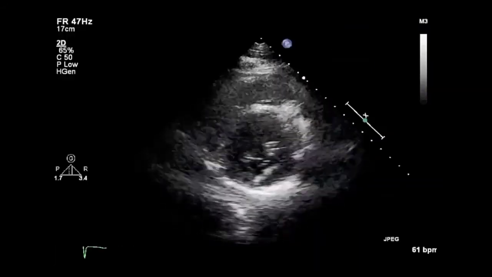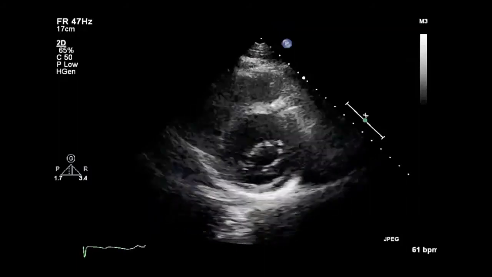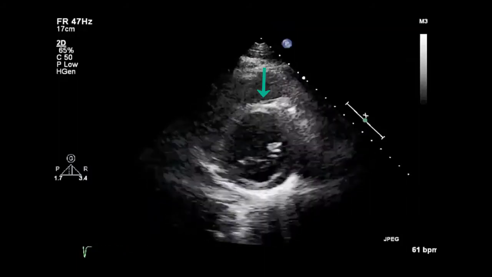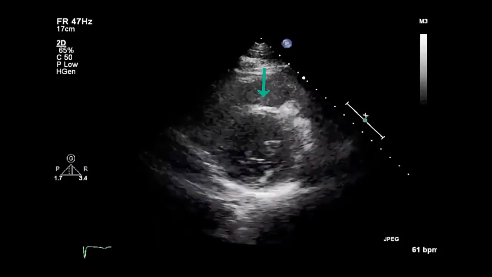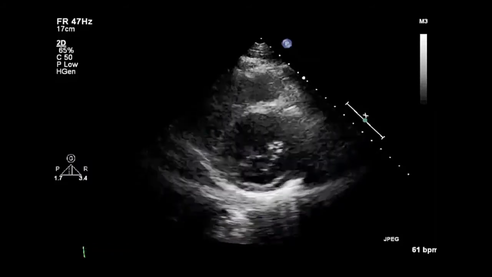Over here, we have the LV seen at the level of its base. The mitral valve annulus is visible. There is akinesia of the basal anterior segments. This corresponds to the LAD artery territory.